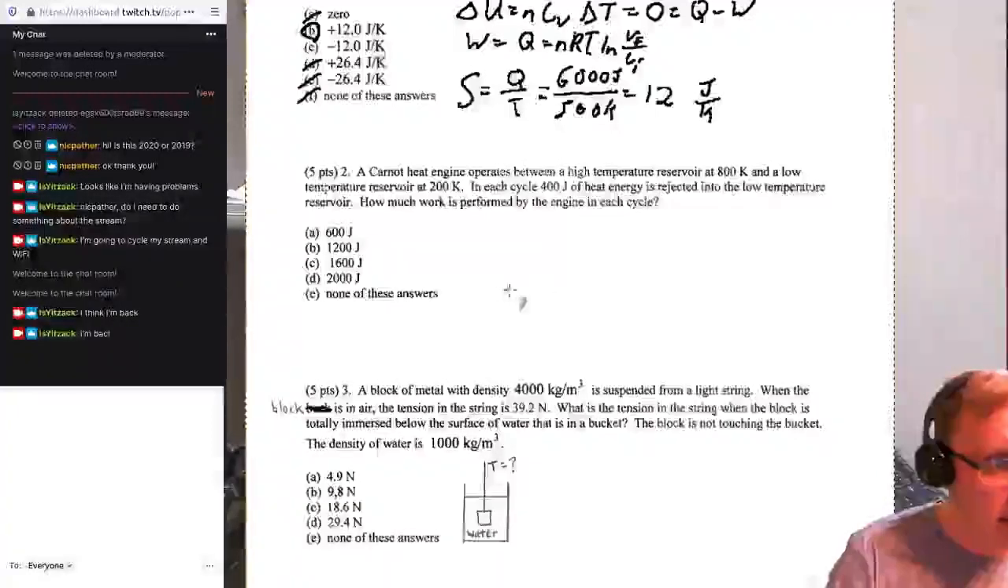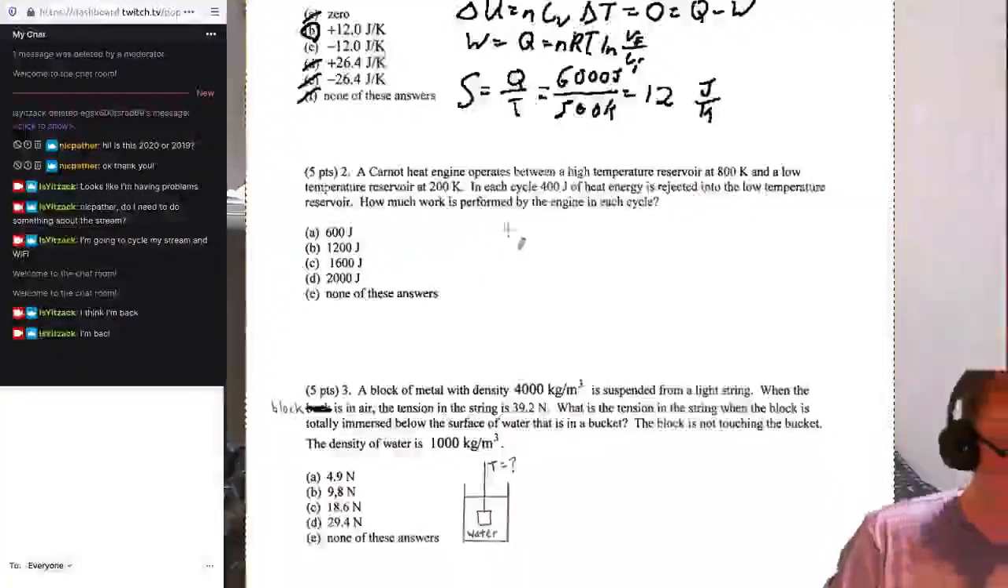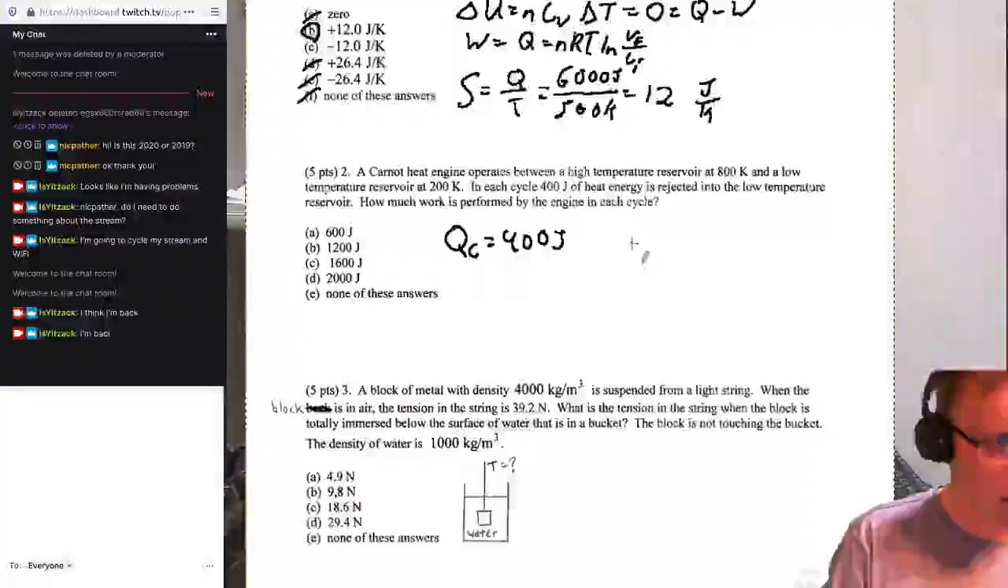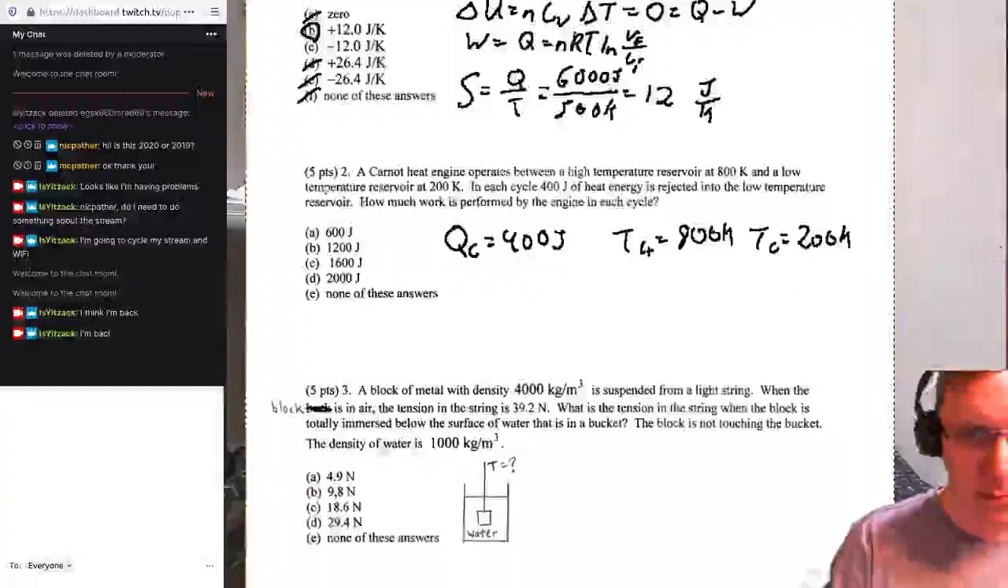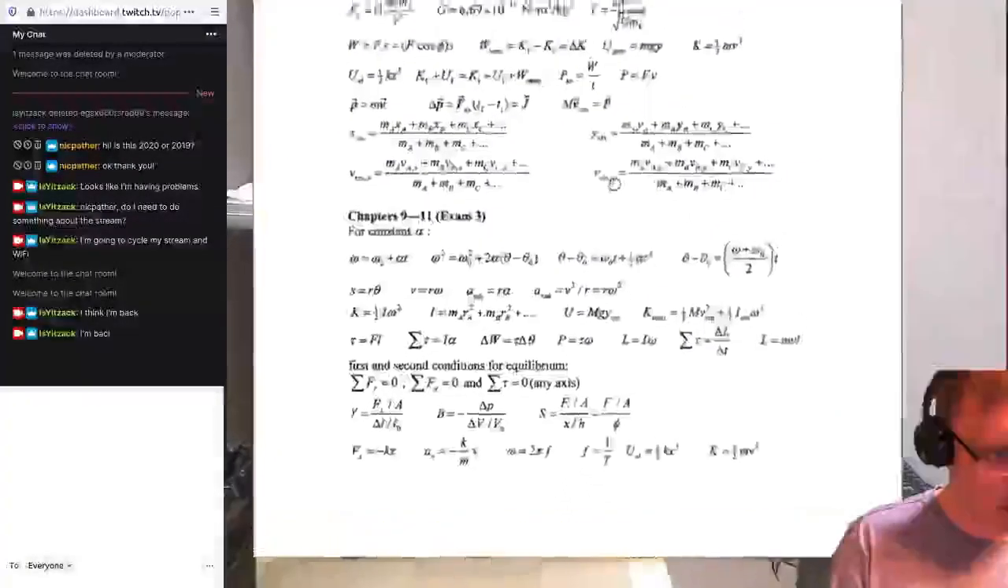But that means that these things make good questions because they are so efficient. Let's say, so work, right? Heat? Nope. So Q cold is 400 joules, so we're told. And we're told that T hot is 800 Kelvin and T cold is 200 Kelvin. And it would like to know the work done by this thing.